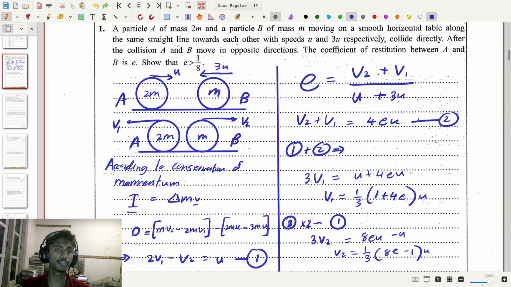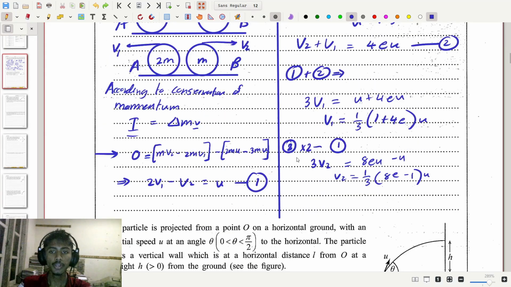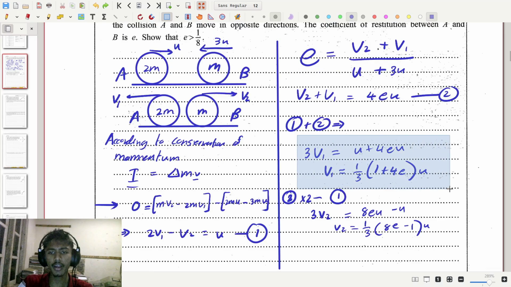So according to this, we need both V1 and V2 to be positive in order for our two particles to be moving in opposite directions. So in the first case, for V1 we can see we have 1/3 of 1 plus 4e. Now as we know, e is always a positive number. So therefore 4e is positive, and therefore 1 plus 4e is also positive. So due to this, we can immediately say that this value of V1 is positive.